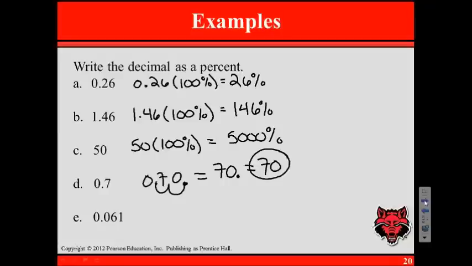Let's go to the last example on this page. 0.061. We move the decimal 2 times to the right. 1, 2. No gaps that need to be filled in. We ignore the leading zeros and we write 6.1. One thing I forgot to write on the 70 is the percent symbol. We're writing as a percent. So this would be 6.1%.